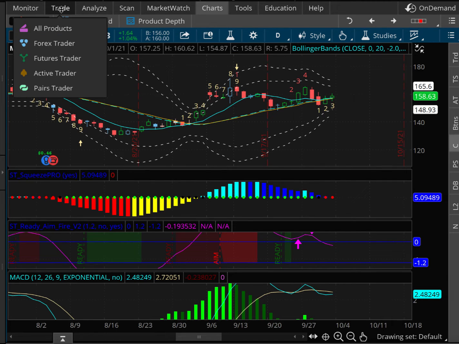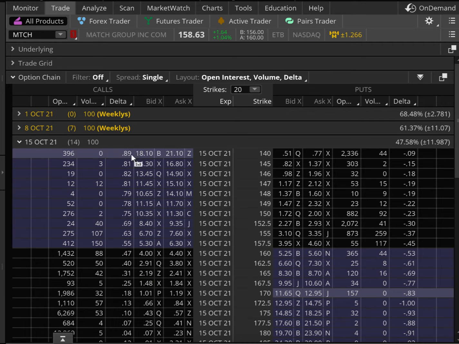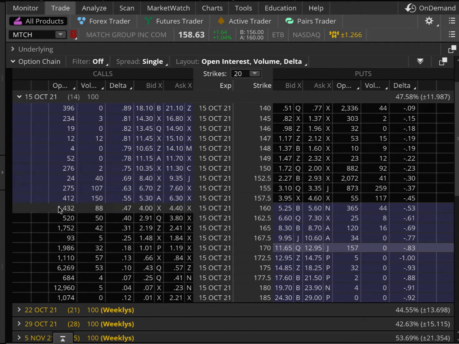So let's go back to our options chain. I've got it set to single leg options right now, and you can customize the layout. I have it as open interest, volume, delta, bid ask, expiration, strike price, and then the same for puts. I like to look at the open interest to see where all the volume is, in a way that is institutional smart money too.